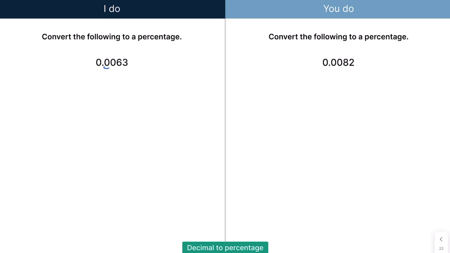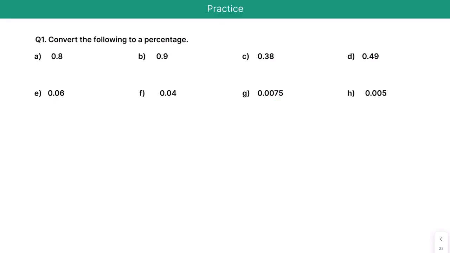And again, same with this one. Hop the decimal twice, so the decimal ends up there. Again, hopefully you've pressed pause and had a go. So hop the decimal twice, and that is 0.82%. So here's some practice questions. Press pause and have a go.